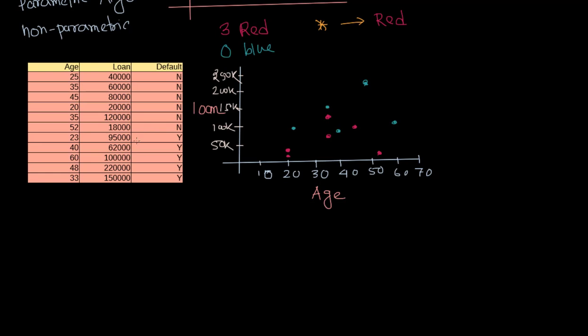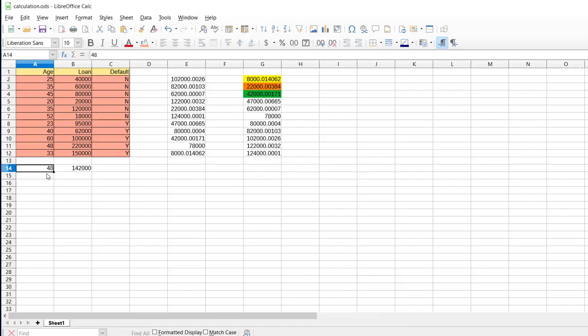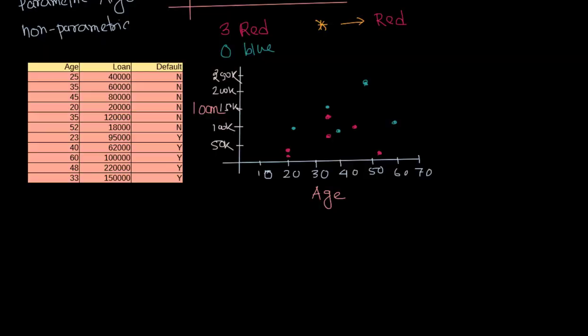Now we want to determine an input variable, let's say input data called 48. That means a person with age 48 has taken a loan of 142k. Our job is to determine whether he will default or not. That's what the algorithm output will be. So if I plot 48 and 142k, this is our yellow point, right? So 142k will be somewhere around here, correct?